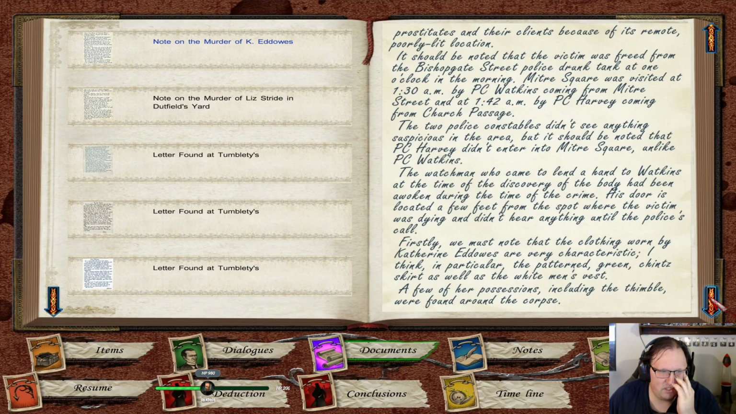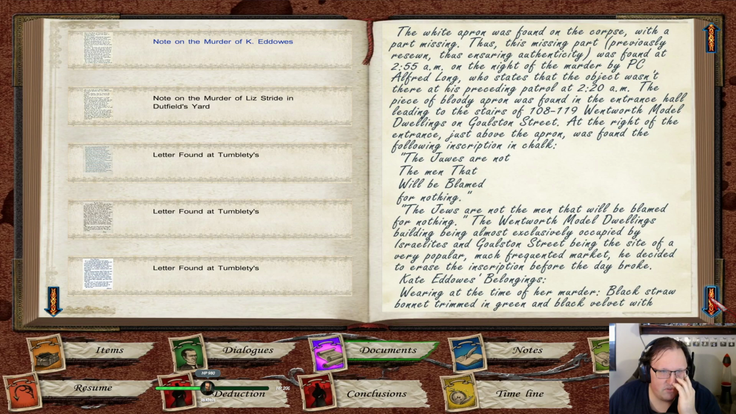I think in particular the patterned green chintz skirt as well as the white men's vest. A few of her possessions, including the thimble, were found around the corpse. The white apron was found on the corpse with a part missing. Thus, this missing part, previously resewn, thus ensuring authenticity, was found at 2:55 a.m. on the night of the murder by P.C. Alfred Long, who states the object wasn't there at his preceding patrol at 2:20 a.m. The piece of bloody apron was found in the entrance hall leading to the stairs of 108-119 Wentworth Model Dwellings in Goulston Street.